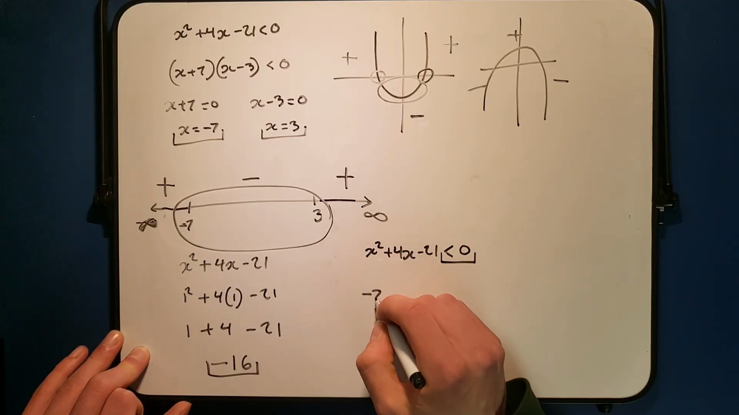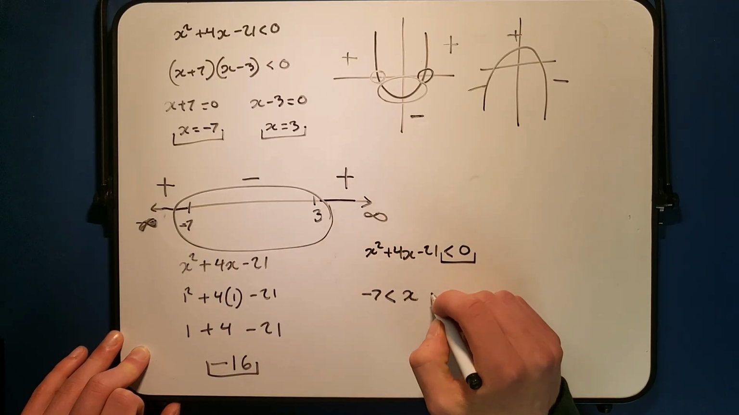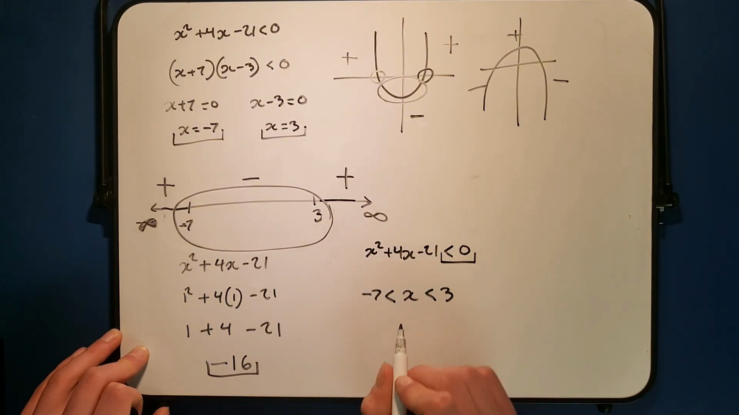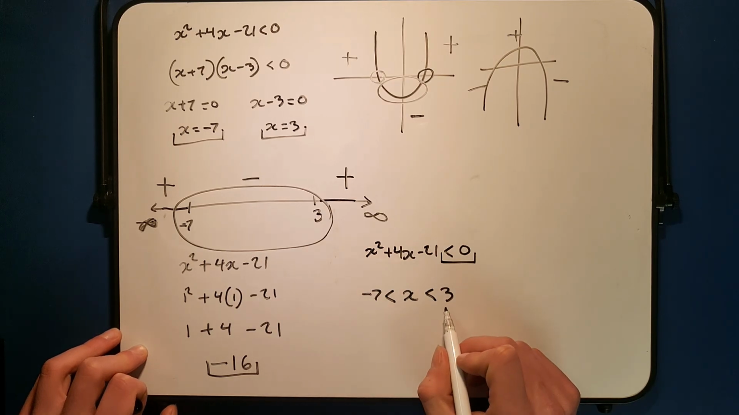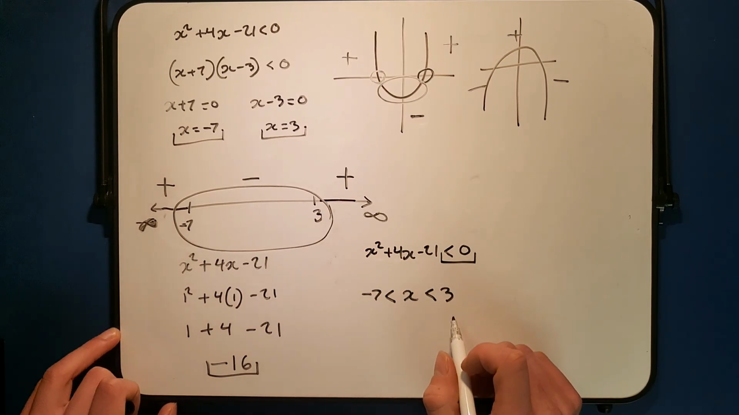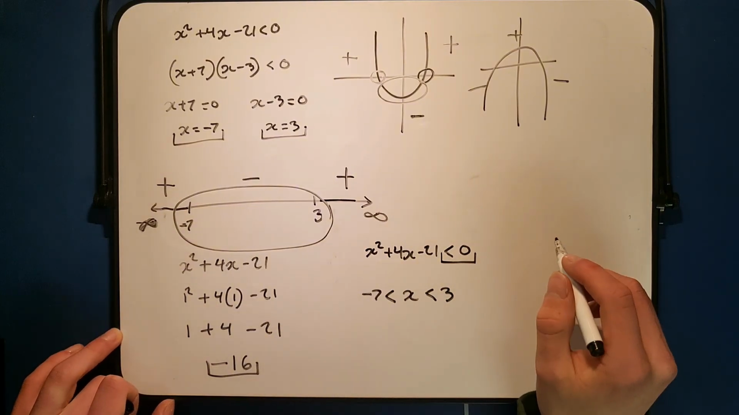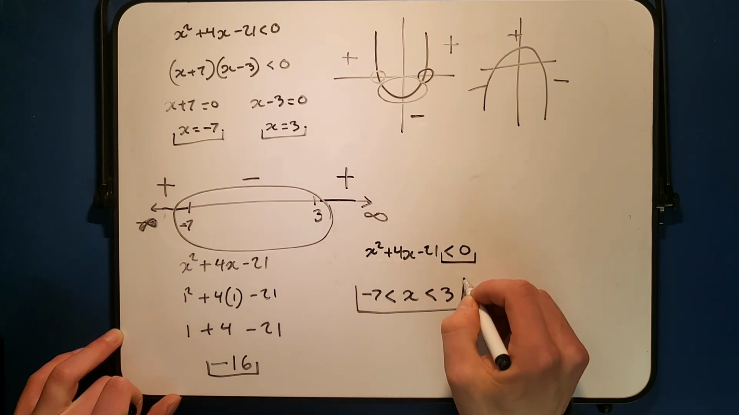So we're going to have x is more than -7 and less than 3, right? So if we were to plug in any number greater than -7 and less than 3, we would get a negative result that is less than 0. So our inequality for the quadratic would be this right here.